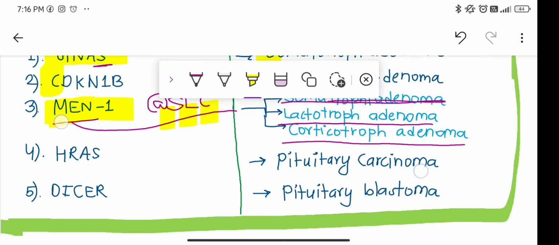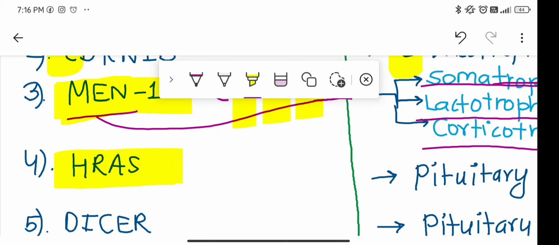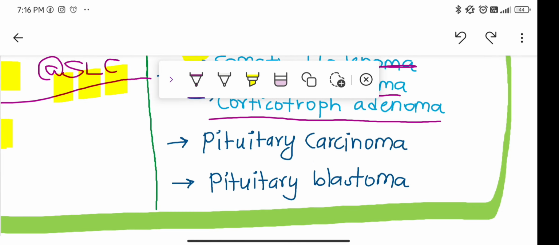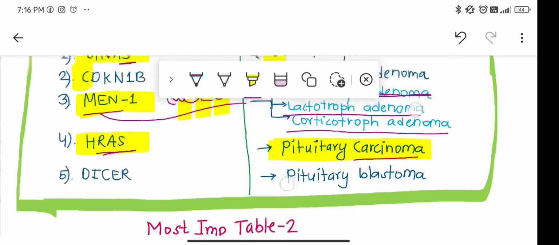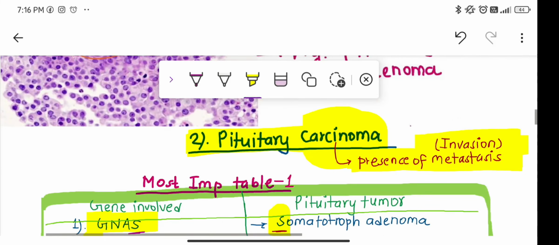Now another important mutation is the HRAS gene mutation. HRAS is present in carcinoma, so you can remember it as present in the carcinoma. In pituitary carcinoma, the gene involved is the HRAS gene. Now next is the DICER gene. If it is mutated, it will cause pituitary blastoma. Now this is a very important table. You have to remember it.